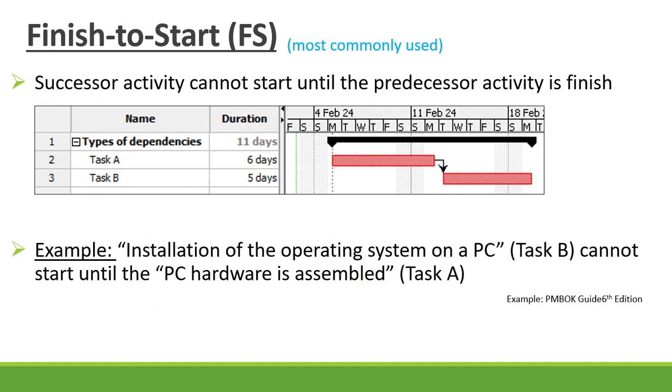First of all, our finish to start relationship, that is where your successor activity, so in this case task B, cannot start until the predecessor activity, that's task A, is finished. So task A needs to finish before task B can start. Now an example is installation of an operating system on a PC, that is now task B, and that cannot start until the PC hardware is assembled, that is task A.